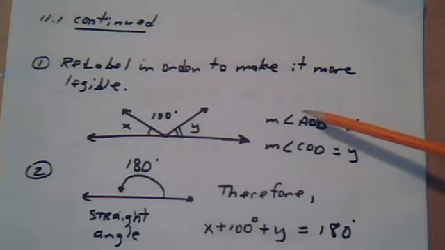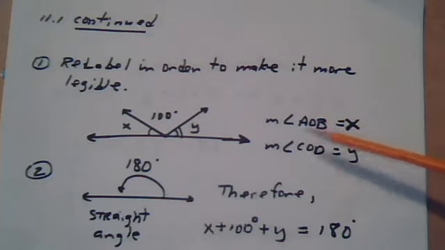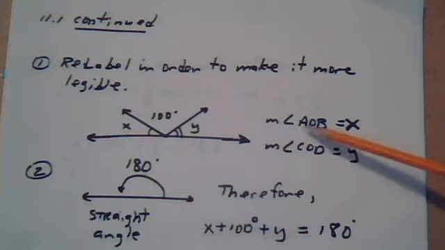So the measurement of angle AOB, that one's going to be called X. It's easier to say X than to say all of this. The measurement of angle COD is Y. So instead of writing all of this, we just say Y.